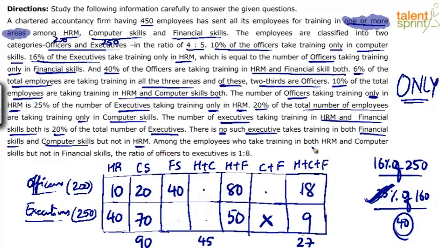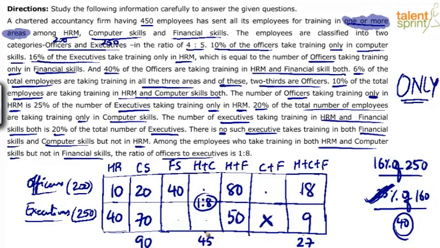Among the employees who take training in both HRM and computer skills, but not in financial skills. Now understand the region first. HR and computer, but not financial. HR and computer and not financial is this region, right? The ratio of officers to executives is 1:8. The ratio is 1:8 between these two. Officers to executives. So the top part is 1, the bottom part is 8.